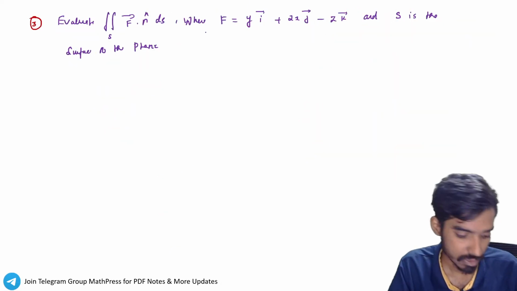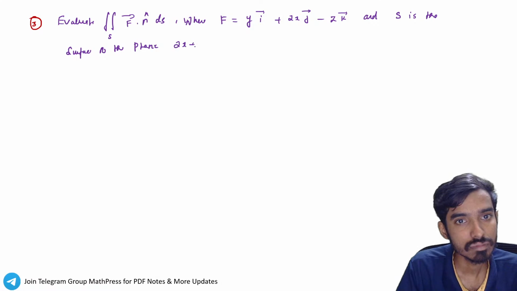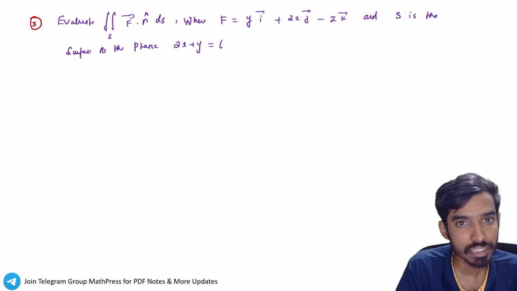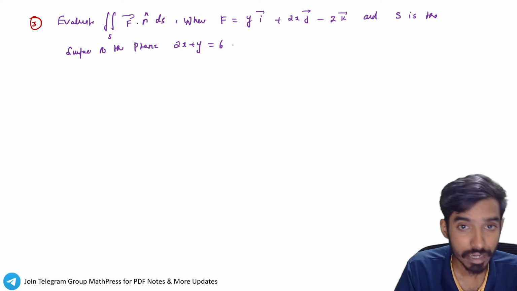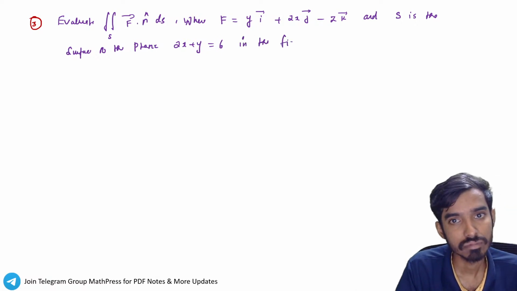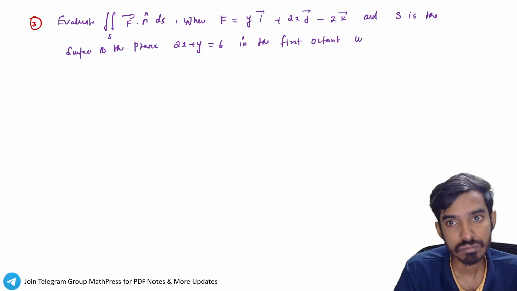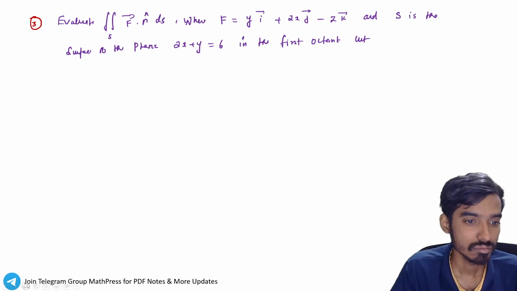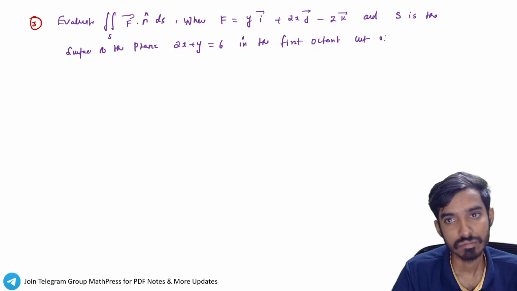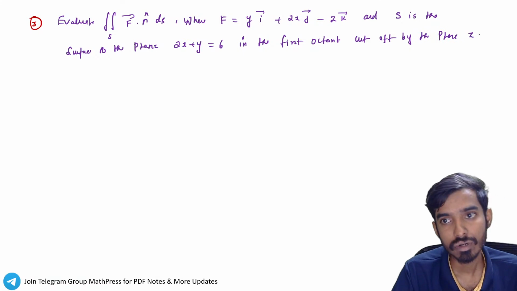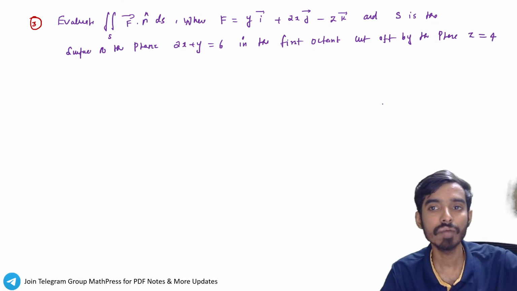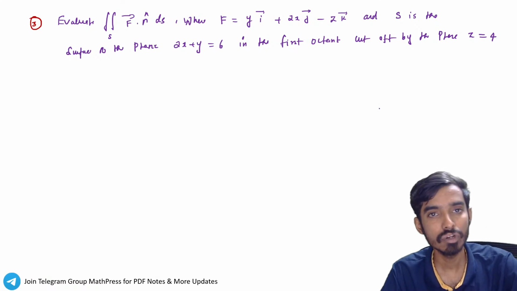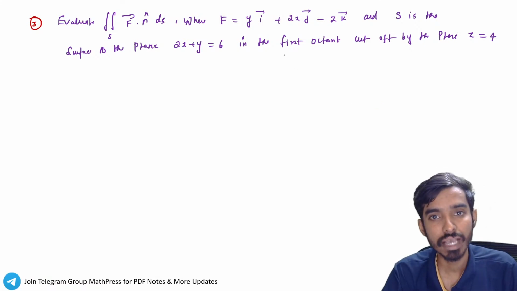So evaluate, and S is the surface of the plane 2x plus y is equal to 6 in the first octant, cut off by the plane z is equal to 4. Again, you can see in the first octant they have given that it is cut off by the plane z is equal to 4. That means z varies from 0 to 4, since we are in the first octant.